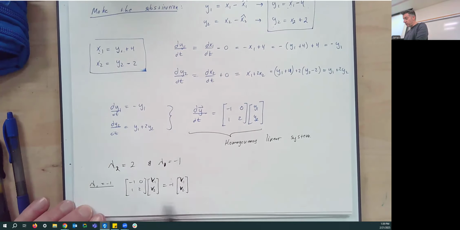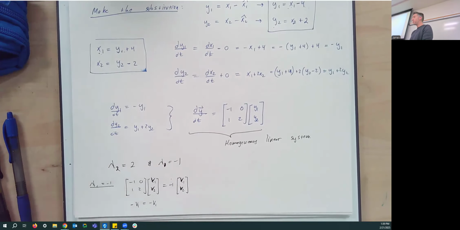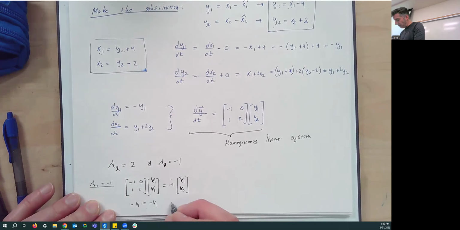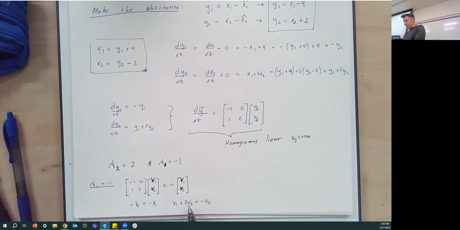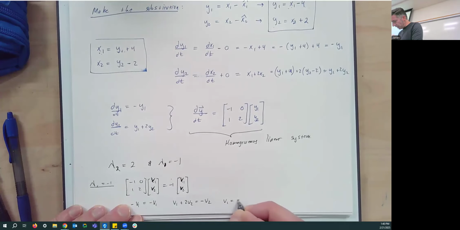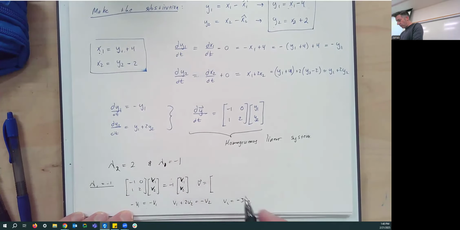So I'll point out that the first equation here is negative 1 times v1 equals negative 1 times v1, which is certainly true and also not helpful. It doesn't tell you anything at all. So we have to look at the second equation where we have 1 times v1 plus 2 times v2 equal to negative v2. And that equation is helpful. If we subtract 2v2 from both sides, we get v1 equal to negative 3v2. So let's say we can write our eigenvector as v1 equal to negative 3 and v2 equal to positive 1.